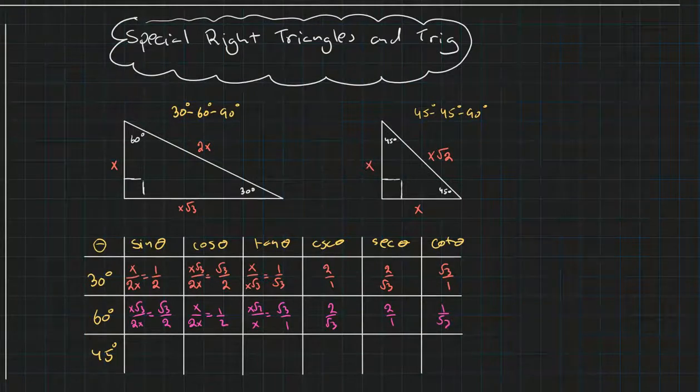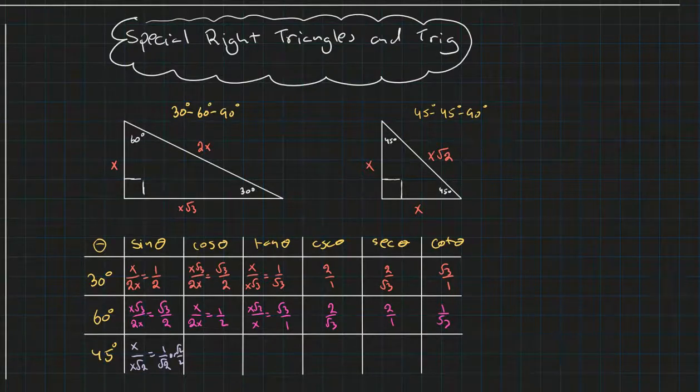All right, so let's do the last one. So 45. So now we're jumping into this right isosceles triangle. So sine of 45 is going to be opposite over hypotenuse. So that's 1 over root 2. Or, if you're familiar with the unit circle, you can say root 2 over 2. It's the same thing.